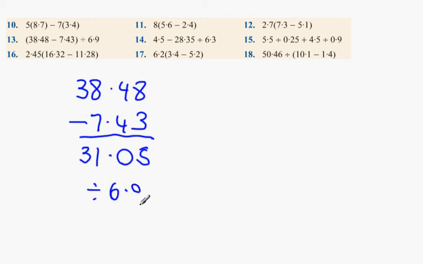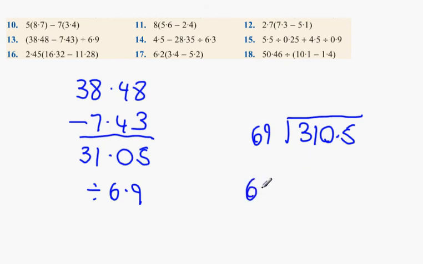Now what we're not happy about is they both have decimals in them. So how are we going to stop the decimals? Yes, Harry? Times by 10, which is just moving the decimal point. So multiply both of them by 10. We get 310.5 divided by 69. Will we try multiplying by 10 one more time? Yes. Now we're going to get 690 into 3,105.